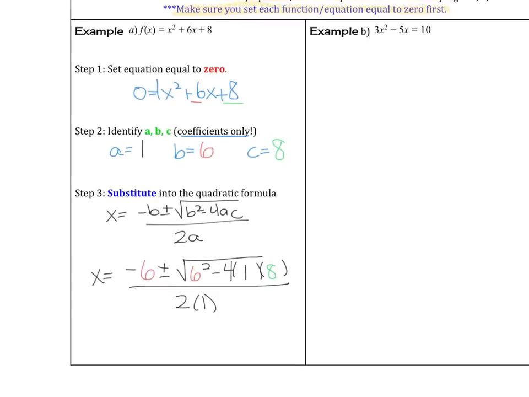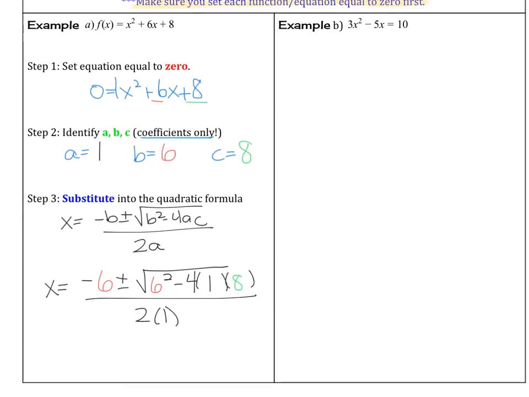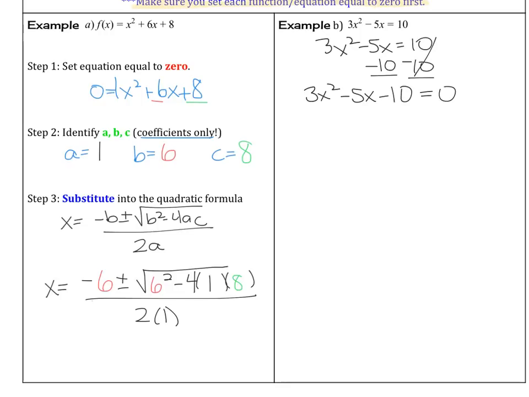Let's try it for the next one: 3x squared minus 5x equals 10. We need to set it equal to 0 first. So 3x squared minus 5x equals 10. Let's subtract 10 from both sides. We want to set it equal to 0 first. So 3x squared minus 5x minus 10 equals 0.